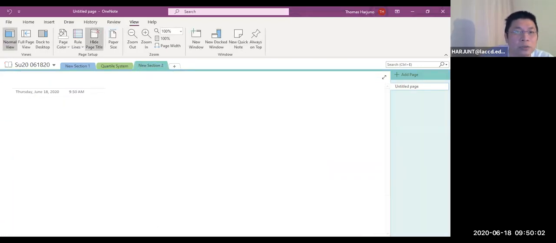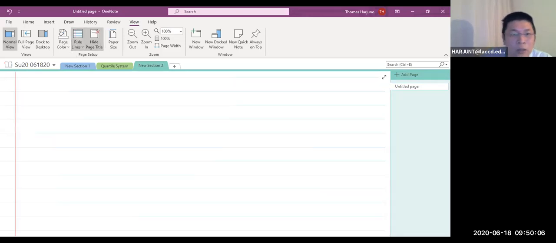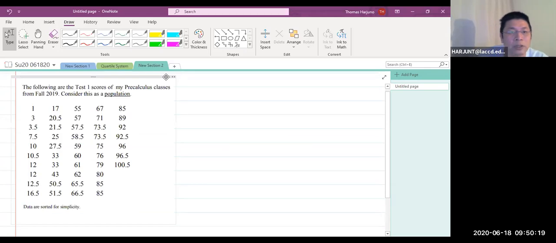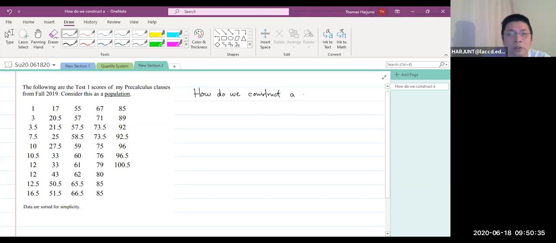Constructing frequency distribution from raw data. Let me get this again. Give me a sec. Let's say I have this raw data. How do we construct a frequency distribution from here, from this raw data?